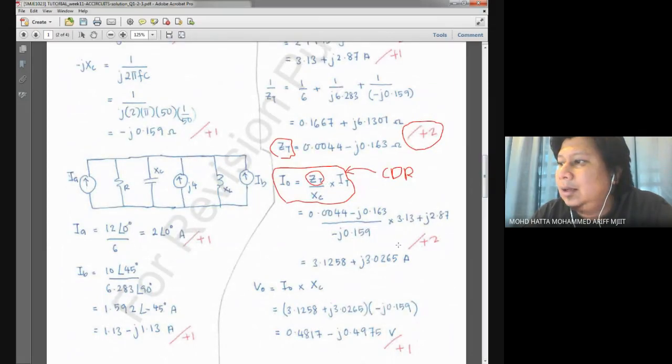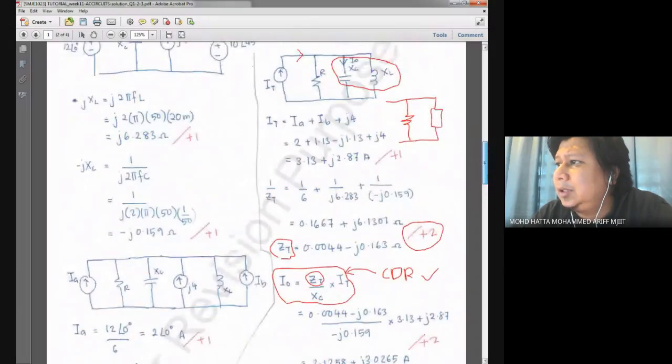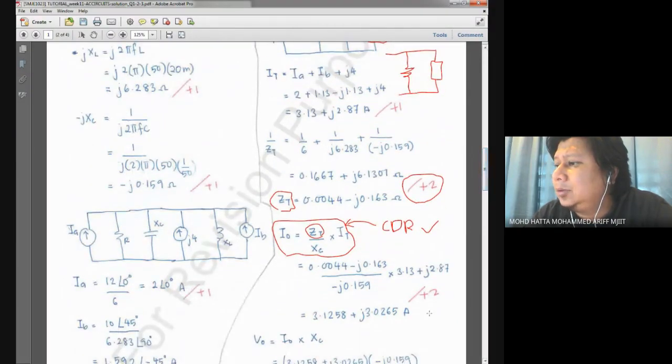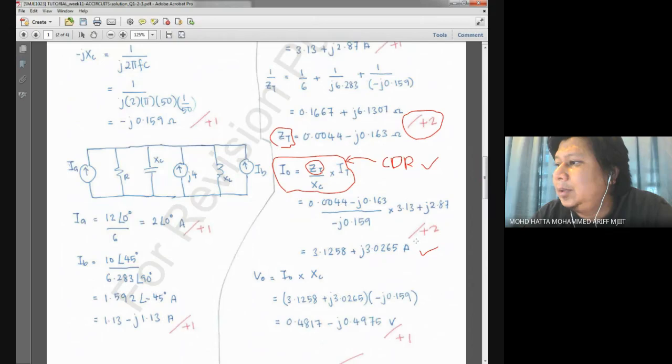And again, this is not an easy calculation, because you need to know the formula. Some students may go wrong in this part, maybe make a mistake at this part. And also the calculation over here is a very tedious calculation. So that's why I am considering 2 marks to calculate this IO.